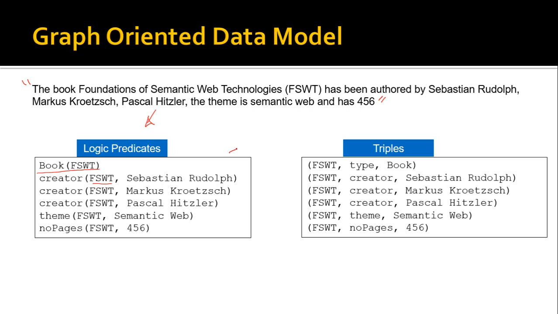Now we can easily translate these into the form of triples. We know that any predicate like PSO can be translated into a triple in the form SPO. So this is exactly what we are doing here. We are saying that FSWT is of type book. FSWT has creator Sebastian Rudolph and so on and so forth. And it is very easy to see that the translation from the logic predicates to the triples is really very easy, right?